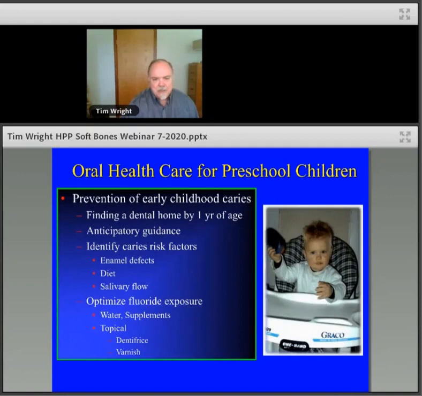So doing things like anticipatory guidance, a fancy way of providing information as to how to prevent disease and do that. Do they have enamel defects? That's more prevalent if you have hypophosphatasia. What are the dietary issues? A lot of people don't realize, everybody knows sugar is bad for your teeth.